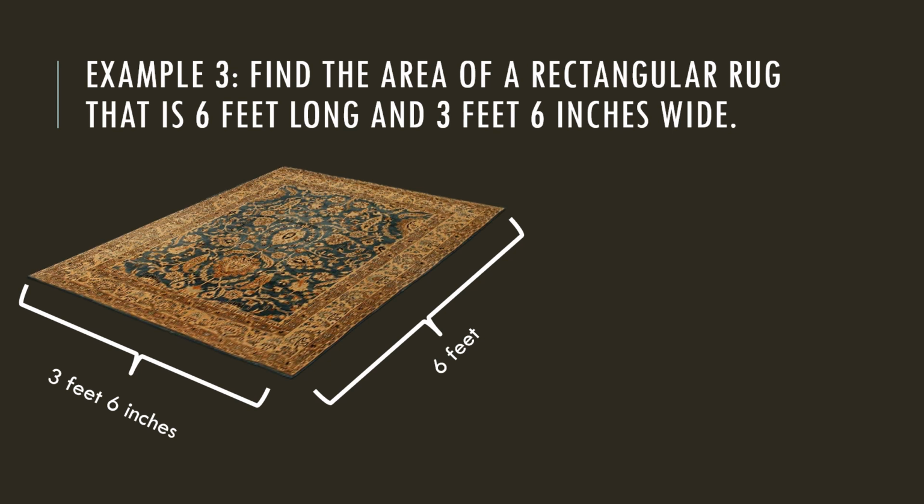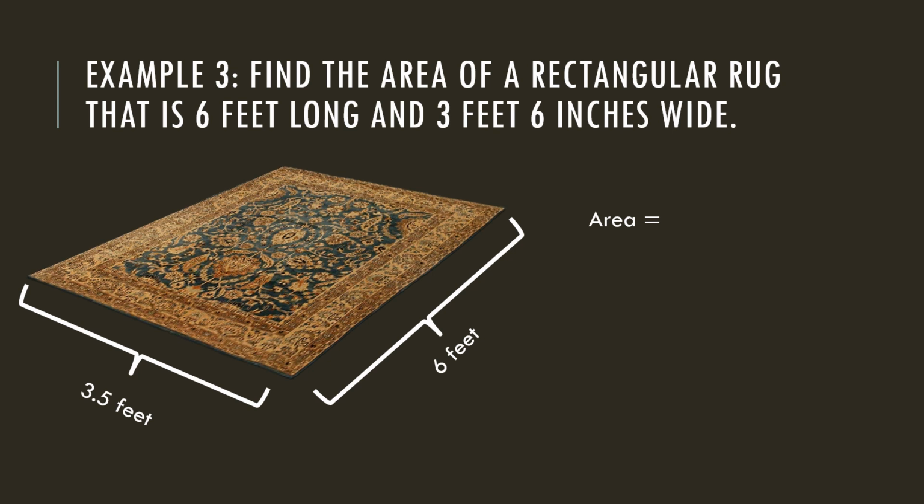Now, once again, we have a case where we need to have everything in the same units. So let's go ahead and convert 3 feet 6 inches all into feet. We know that 6 inches is half of a foot. So 3 feet 6 inches is 3.5 feet. Now I can find the area.